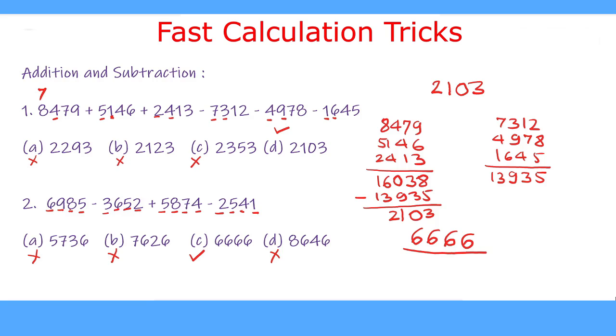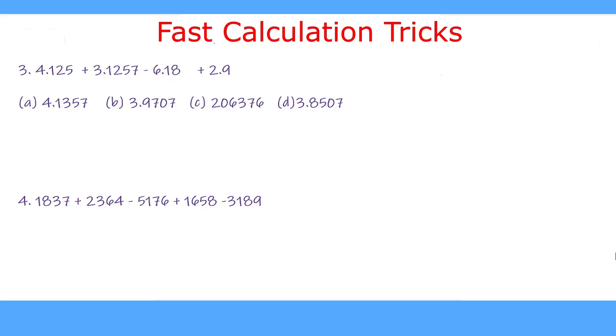This way, without writing all the numbers and solving it in a traditional way, we should solve digit by digit and we should reach to the answer fast. Now we go to the question involving decimal numbers, and our question is 4.125 plus 3.1257 minus 6.18 plus 2.9.